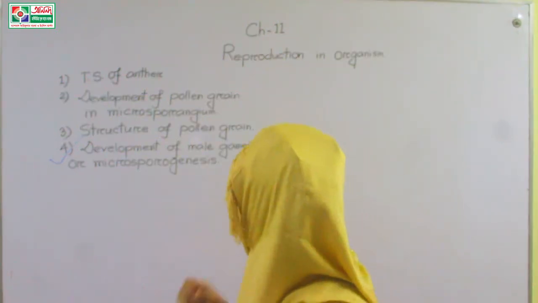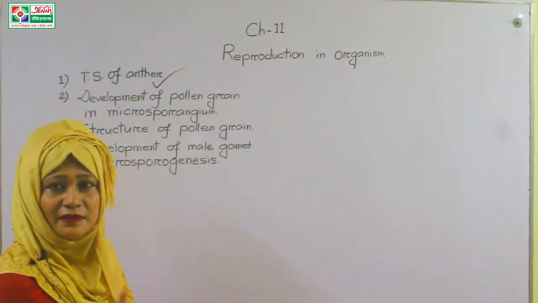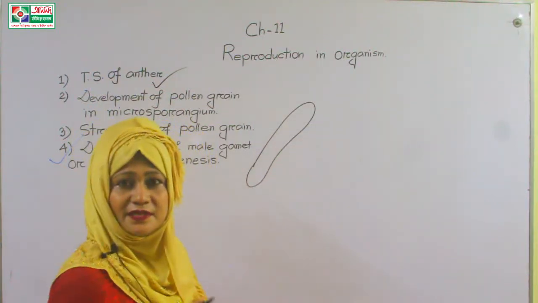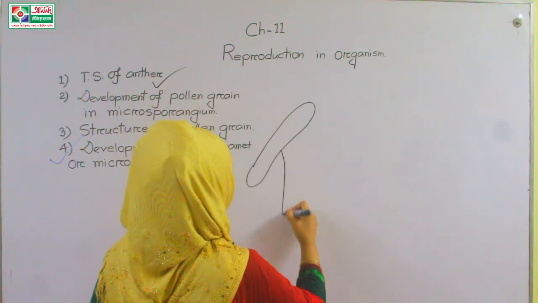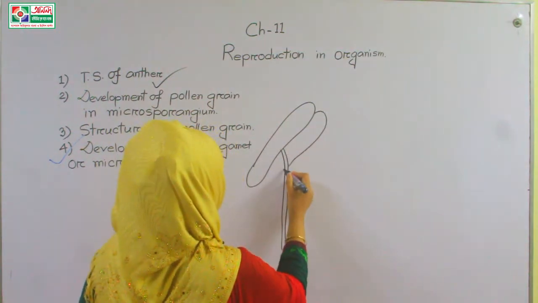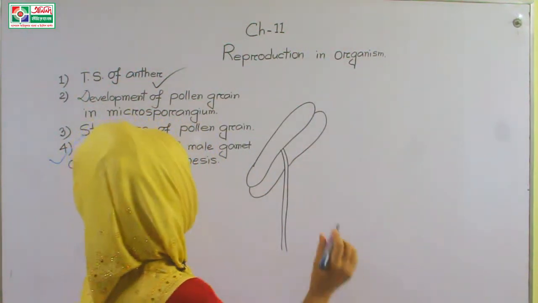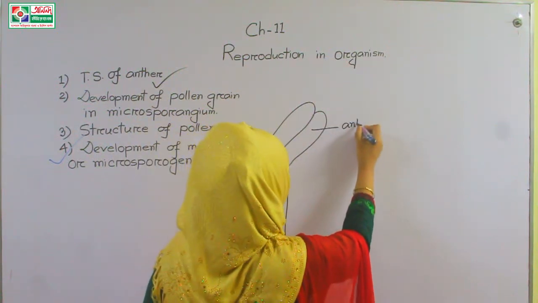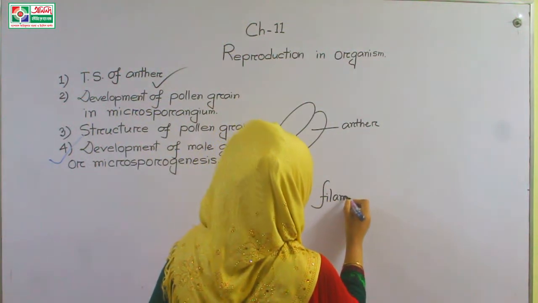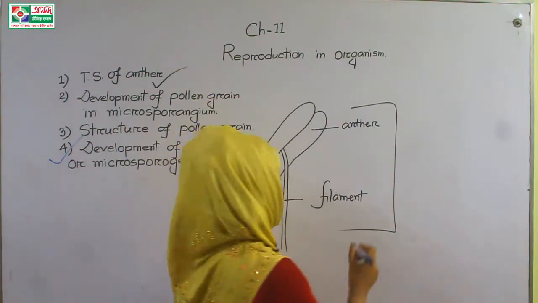First one is the TS of anther. Okay, I am starting. Suppose this is an anther. This one is the anther and this one is the filament. So the total structure is known as the stamen.